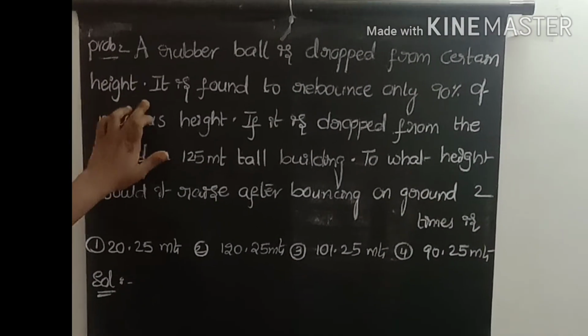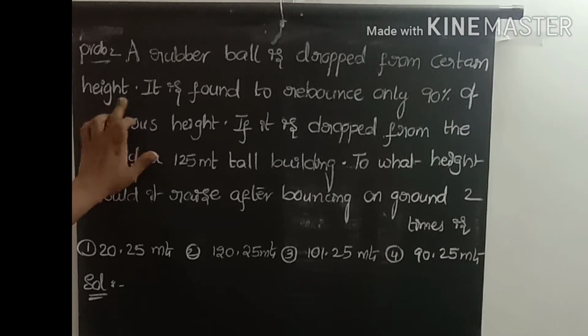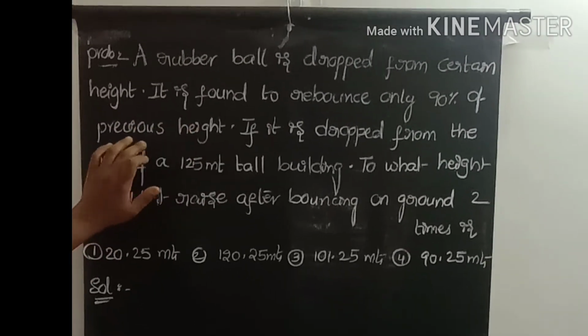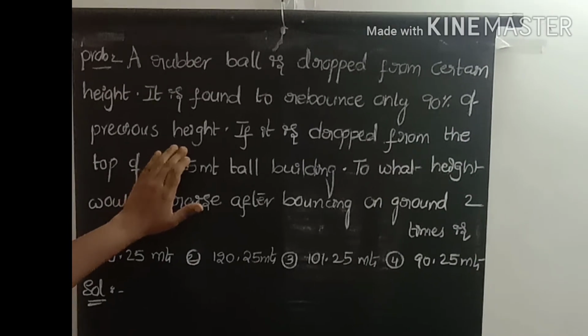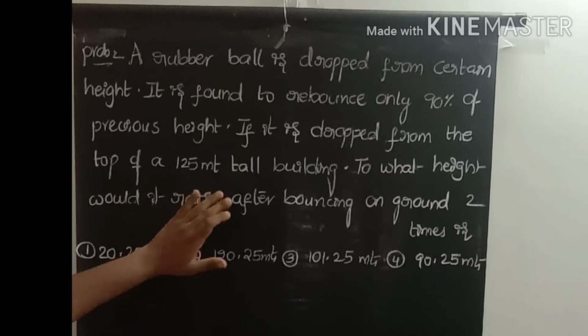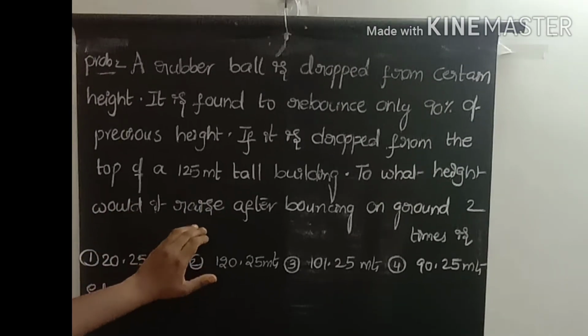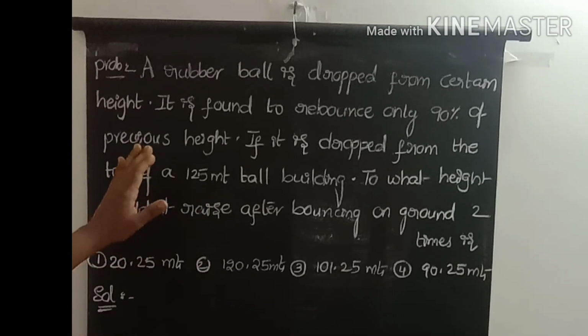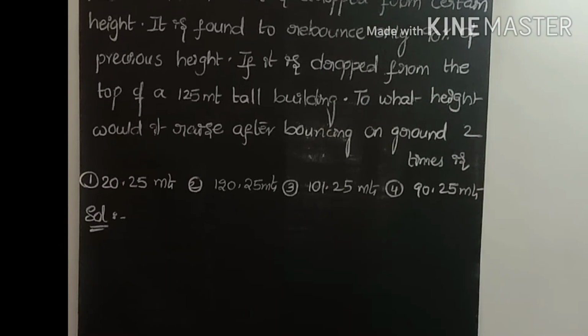Next problem. A rubber ball is dropped from a certain height. It is found that it rebounds only 90% of the previous height. If it is dropped from the top of a 125 meter tall building, to what height would it rise after bouncing on the ground 2 times?